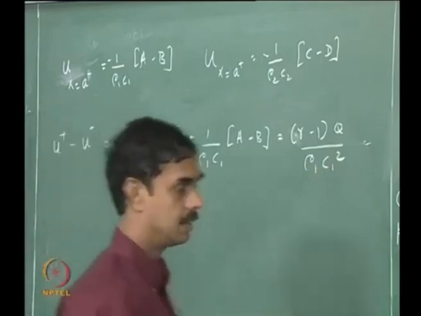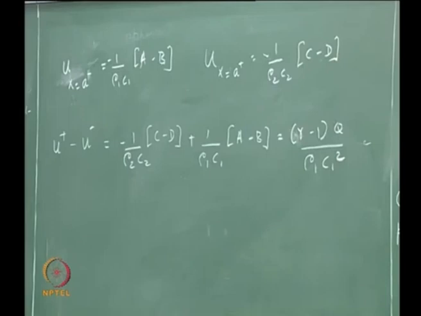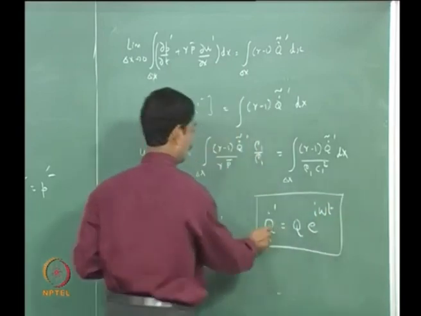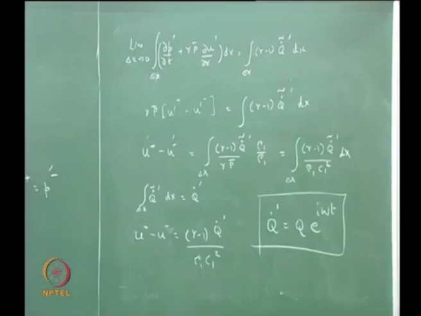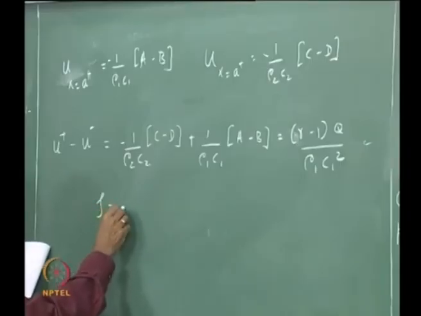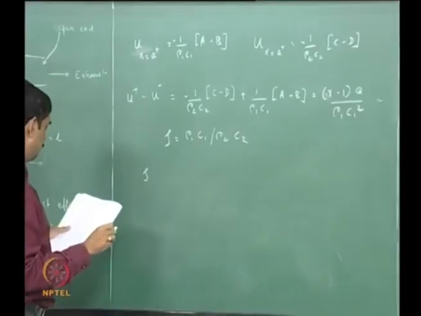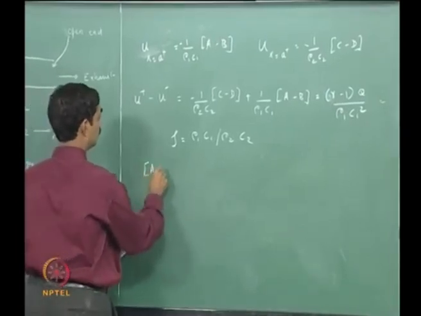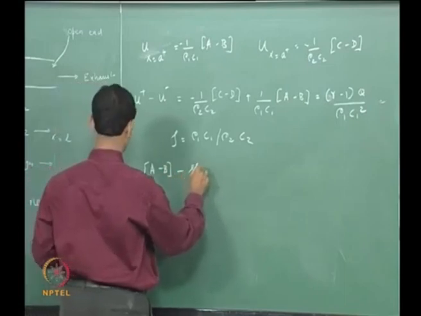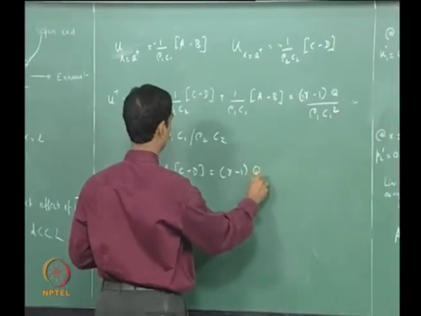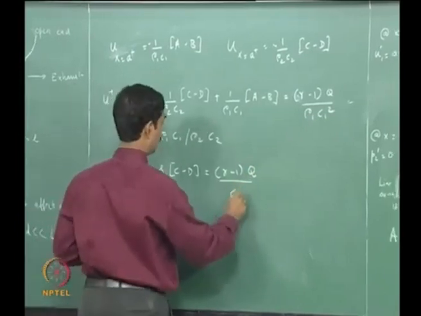I will say that q dot prime equals q e power i omega t. We are in the harmonic domain, and so we just put that in, and let us define a new symbol zeta, which is equal to rho 1 c 1 over rho 2 c 2. Then I can say a minus b minus zeta into c minus d equal to gamma minus 1 q over c 1.